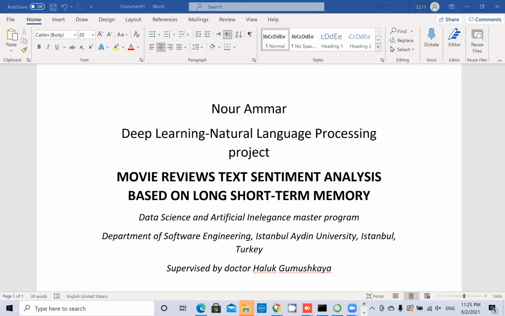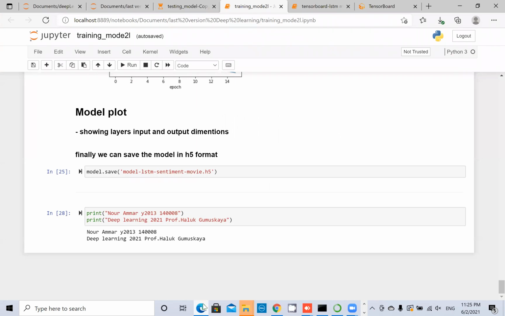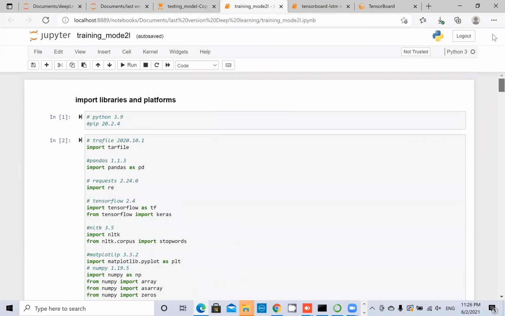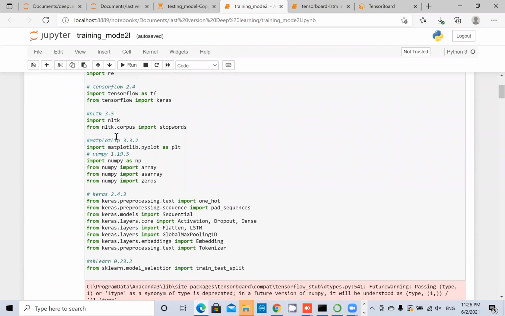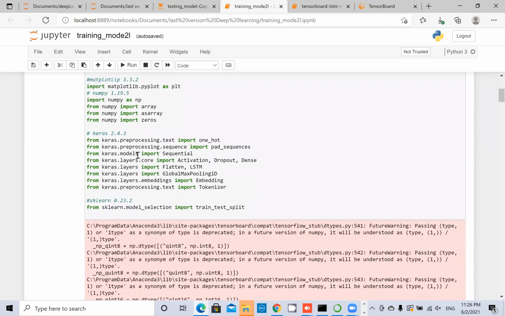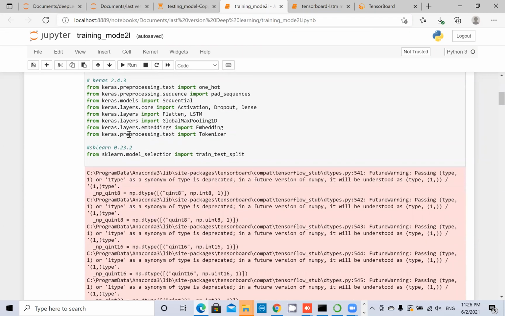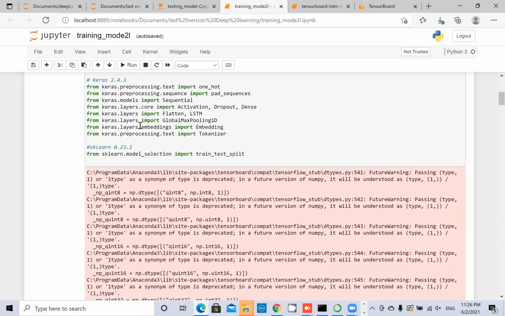We will open Jupyter Notebook, based on the Anaconda platform. Here we start with the training model. First, we import the libraries. We use Python 3.9. Here are some important libraries: the TensorFlow platform, the NLTK library for processing language, NumPy for processing numbers, and Keras for building the deep neural networks.